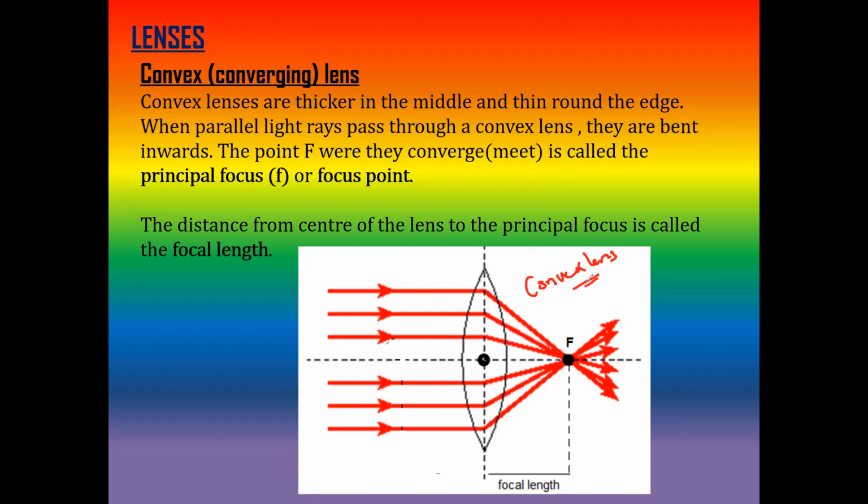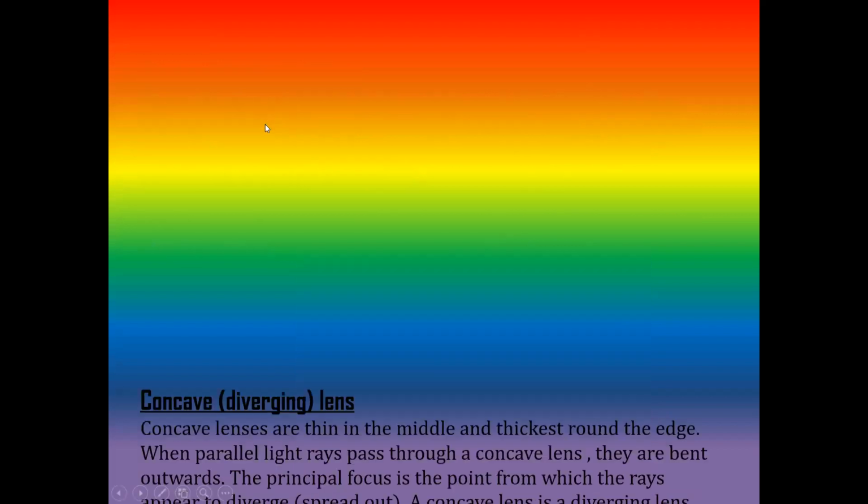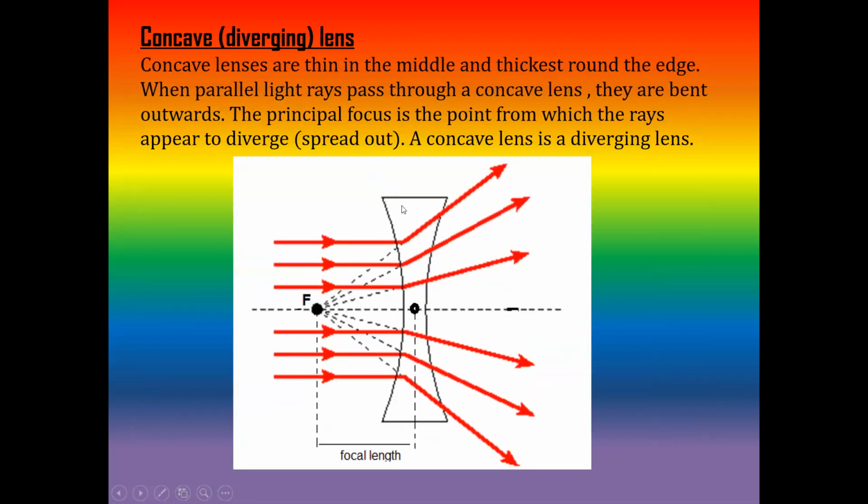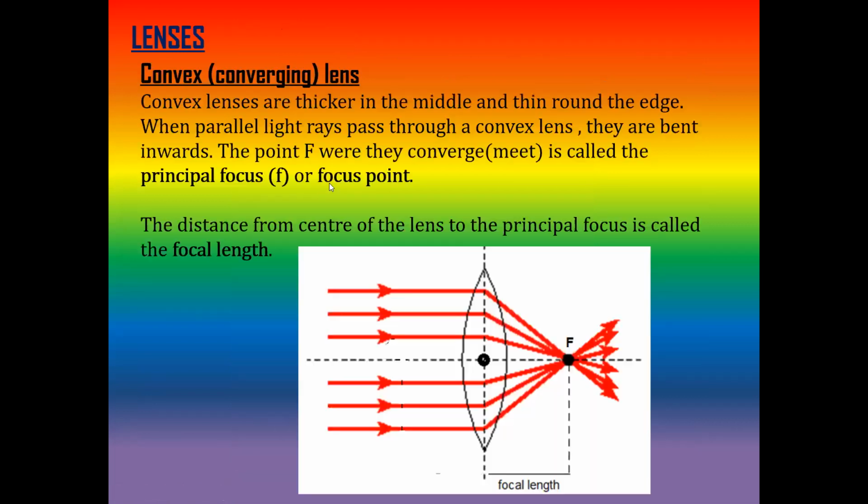There are two types of lenses. One is called convex lens. Convex lens is the lens which is thicker at the center and thinner near the edges. And there is also another lens which is known as concave lens, and it is the opposite of convex lens. Concave lens is thinner at the center and it is thicker near the edges. So you should be able to draw how the image can be formed by a convex lens.